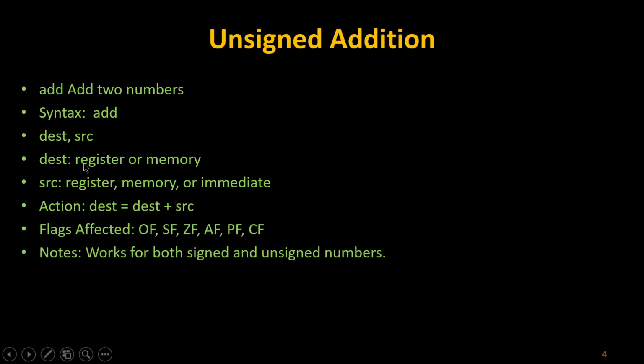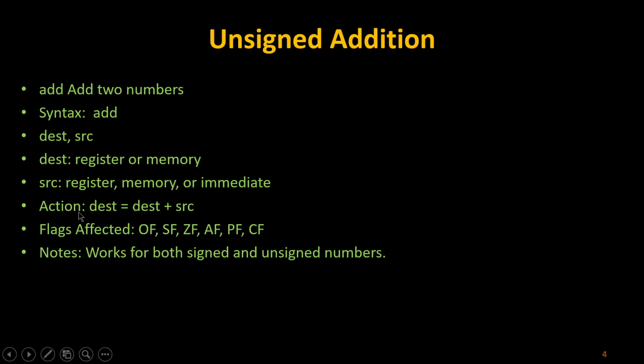Destination means the register or memory. It can be saved in a register, or I can give a memory location so that I can save it directly. And the source can be a register, a memory, or it can hold the data directly, which is immediate data. While seeing our lab program, we will understand it a little more.